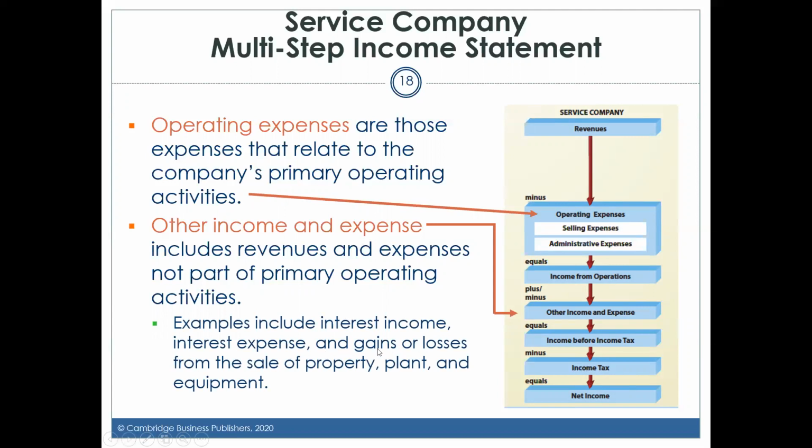Other examples, which we'll get into later, are gains or losses. Like suppose the bike company sells one of their pieces of equipment and they realize a gain on it. That gain would show up as a revenue in the other category. Or what if they realize a loss on the sale of the equipment? That loss would show up as an expense in the other category on the income statement. We'll talk about gains and losses from selling property, plant, or equipment in a future chapter.